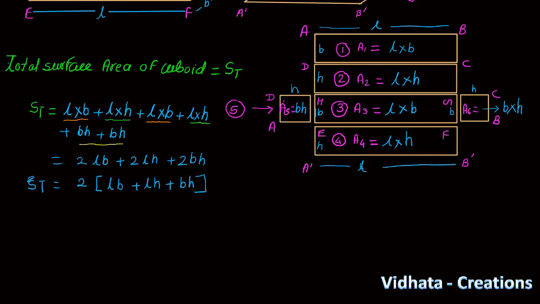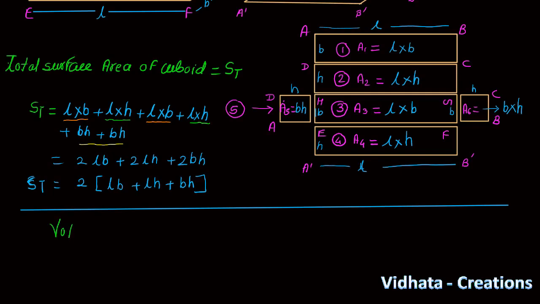Now let us calculate the volume of a cuboid. How will you calculate the volume of a cuboid? Like previously, the volume of a cuboid is also equal to area of base multiplied by height.